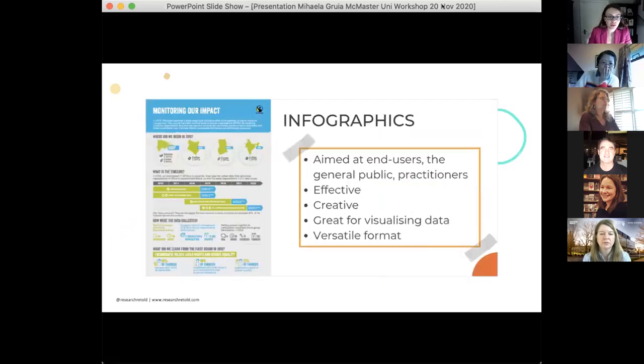Another one I want to share with you is our infographics, more aimed at end users, the general public and practitioners. They're very effective at communicating data, mainly quantitative data. As you see here on the left-hand side, we've got an example from Fair Trade International, a huge NGO that we are collaborating with, and they're showcasing this data through visuals and infographics to make sure that it's much easier to digest than a massive Excel spreadsheet. They're great for visualizing data, and they're a very versatile format because you can also put supporting text, the narrative of the visual, and then the visual to support that.